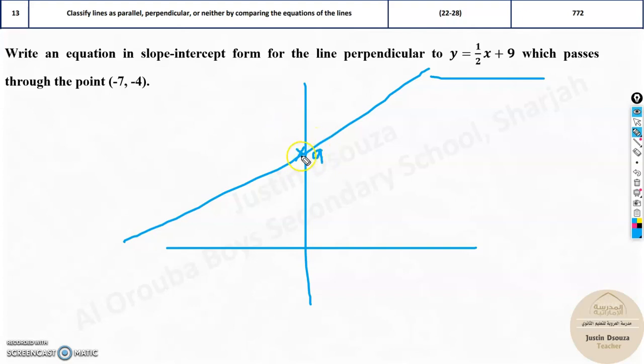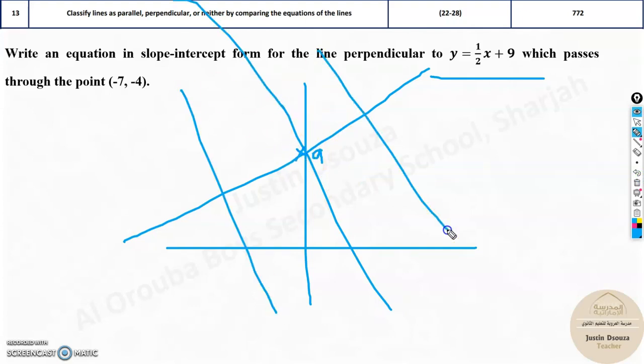Not this line. We need to draw a line which is perpendicular to it, so it must be 90 degrees to this. It'll be something like this, okay? But where exactly? Where is the perpendicular line? That perpendicular line must cross -7 and then -4, so x is -7, y is -4, somewhere over here. This point must be crossed, so we can just approximate that. But what is this equation? It's hard, right? Let's see how to solve this now.